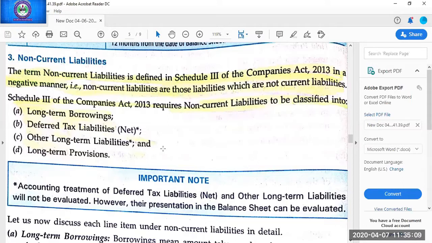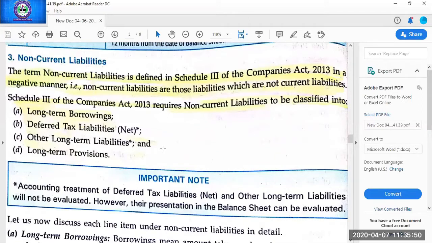And cross the second subhead, deferred tax liability. It is a non-evaluative topic. You will be studying this topic in higher classes. So cross this here. So for you, only 3 parts are there: long-term borrowing, other long-term liabilities, and long-term provisions. 3 parts you need to study. But suppose in the exam a question comes asking you to write the subheads of non-current liabilities, then you have to write all the 4 subheads. But in numericals, deferred tax liabilities will not be considered.